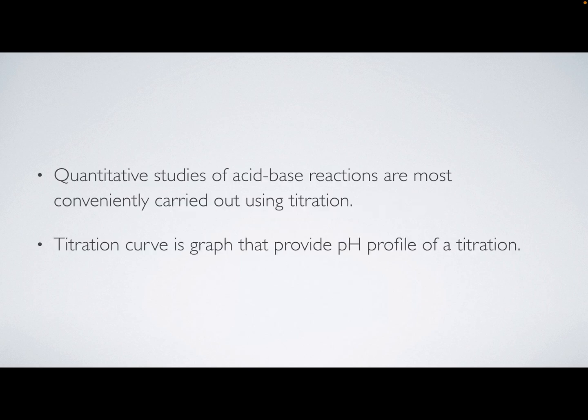Okay, first of all, let's revise back what is titration. Basically, titration is a technique used in order to carry out quantitative studies of acid-base reaction. And titration curve, like I have mentioned earlier, is a graph that provides the pH profile of a titration. Basically, it is a graph that shows us the changes in pH as the titration goes on.